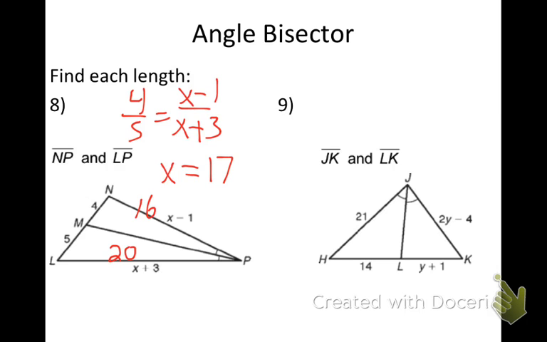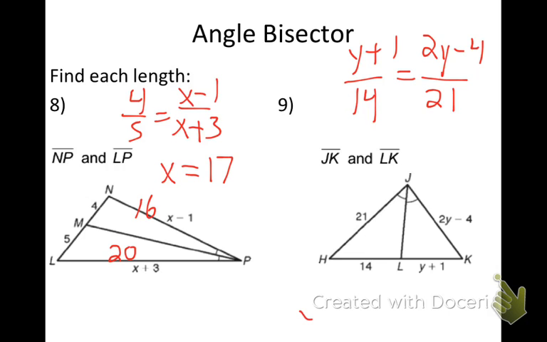What about number 9? What type of proportion would you use to set up number 9? Jack? Y plus 1 over 14, 2y minus 4 over 21. That would work, sir. And then you come out to get y equals what? 11. Y equals 11. Plug that back in, you get 12 and 18. Nice job, sir. That is correct. Again, the biggest thing is make sure you set them up consistently.